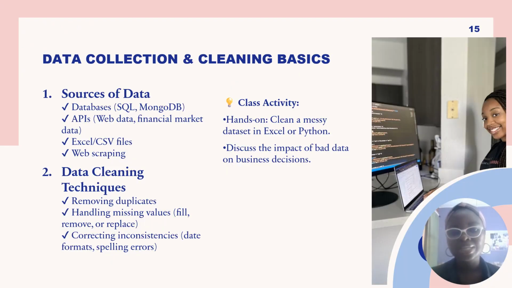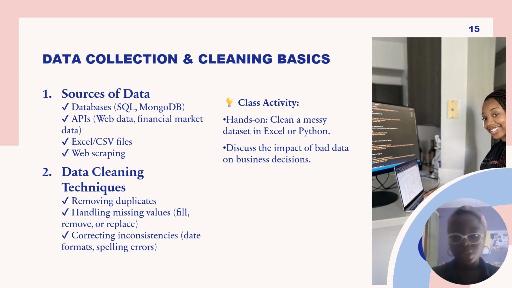Data collection and cleaning basics. Your data can come from different sources. That's what you need to know. Our source can be an Excel or a CSV file. Sometimes we have to scrape our data directly from a website. It can be from databases like a SQL database or a MongoDB database. And it can also be from an API, like web data, financial market data, and so many more.